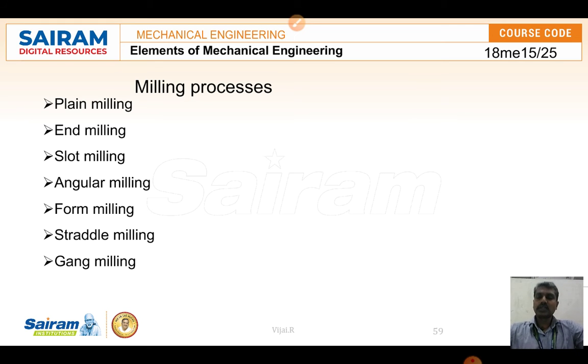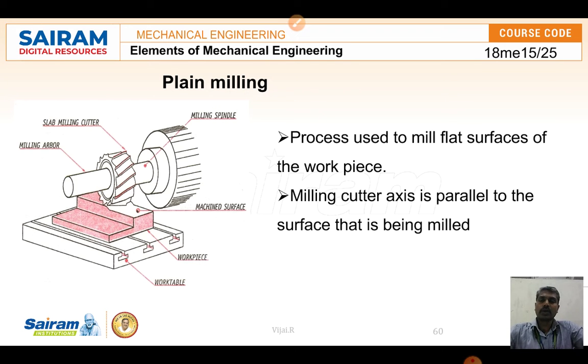So these are the above mentioned processes: plain milling, end milling, slot milling, angle milling, and form milling. These are used for making different profiles in the workpieces. Here, let me see one by one. The first one is plain milling. Plain milling is the machining process of the flat surfaces of the workpiece.